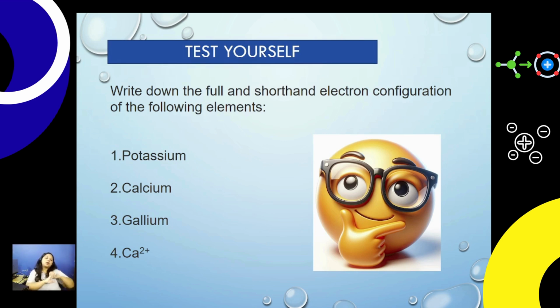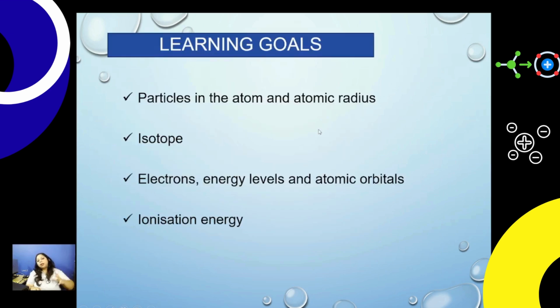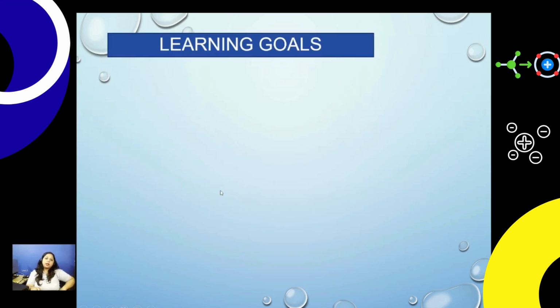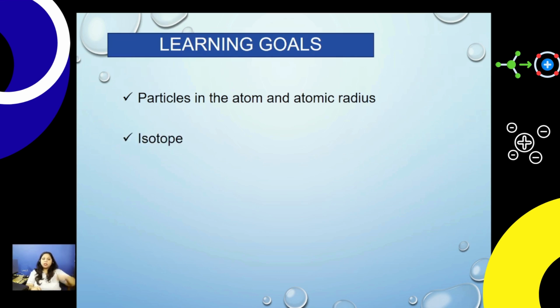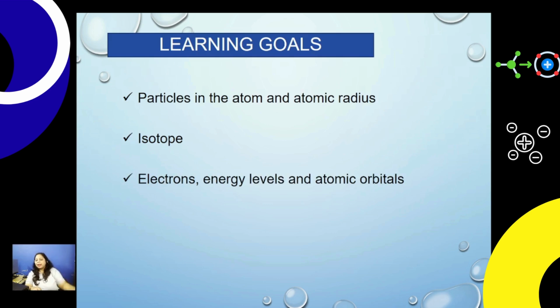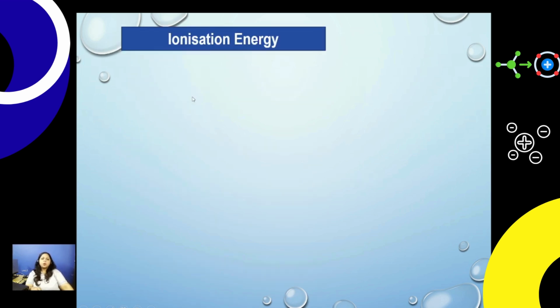Let's move to our main topic, that is our learning goals, and the very last topic that we are left with is ionization energy. So we have discussed particles in the atom and atomic radii, and we are now again going to revise this atomic radii as we have to discuss the ionization energy. Then we have discussed isotopes and how to calculate the relative atomic mass. We have discussed the electrons, energy levels, the subshells, shells, and now in this video we are going to discuss the ionization energy. So let's move to ionization energy.